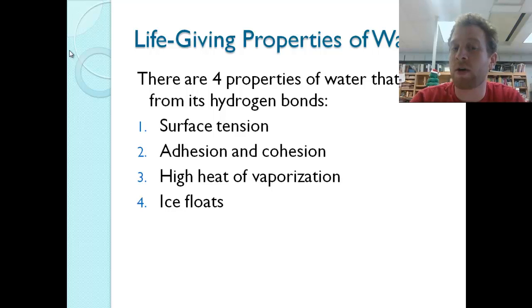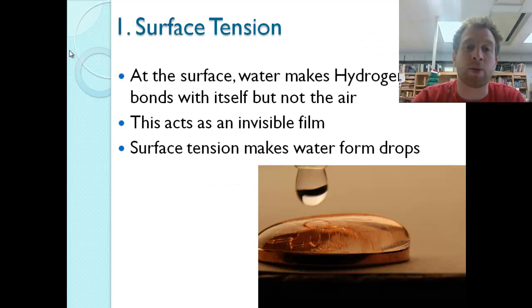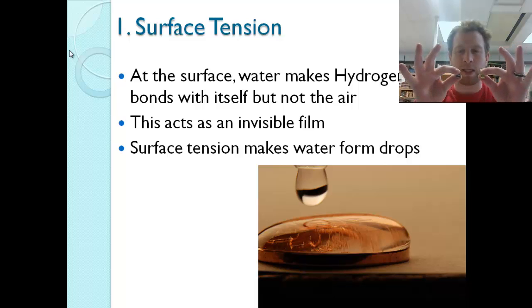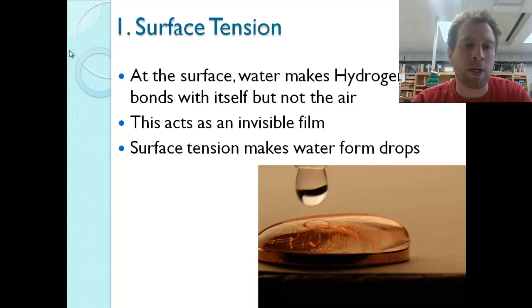Now, chances are you guys have all seen this stuff in your day-to-day lives. We're just going to give you some sciencey terms that go along with it. Okay, first one, surface tension. At the surface, water's going to make hydrogen bonds with itself, but not with the air. Okay, so remember, it's going to bond just like those magnets, and it's going to stick to itself, but it's not going to stick to the air around it. Okay, and this is going to act as an invisible film. So it's going to basically keep things out. Okay, and it's going to add this tension across the surface, and it's going to make water form droplets.